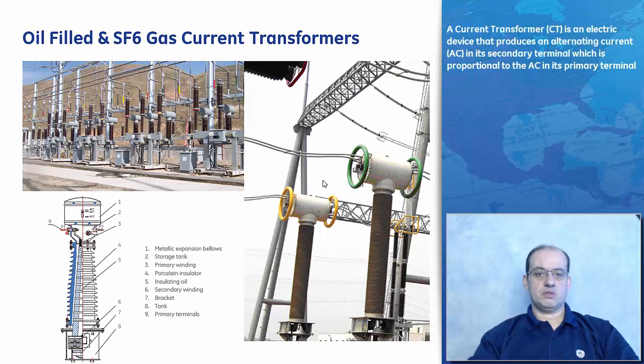We talked about voltage transformer. This is an example of current transformers. This is an oil filled or an SF6 gas current transformer. You can see the features that are listed, which are metallic expansion, storage tank, primary winding, porcelain insulators, insulating oil, secondary windings, brackets, tank, and the primary terminals. All of these basically allow the CTs to be more compact and easier to install with a reduced cost and higher reliability.